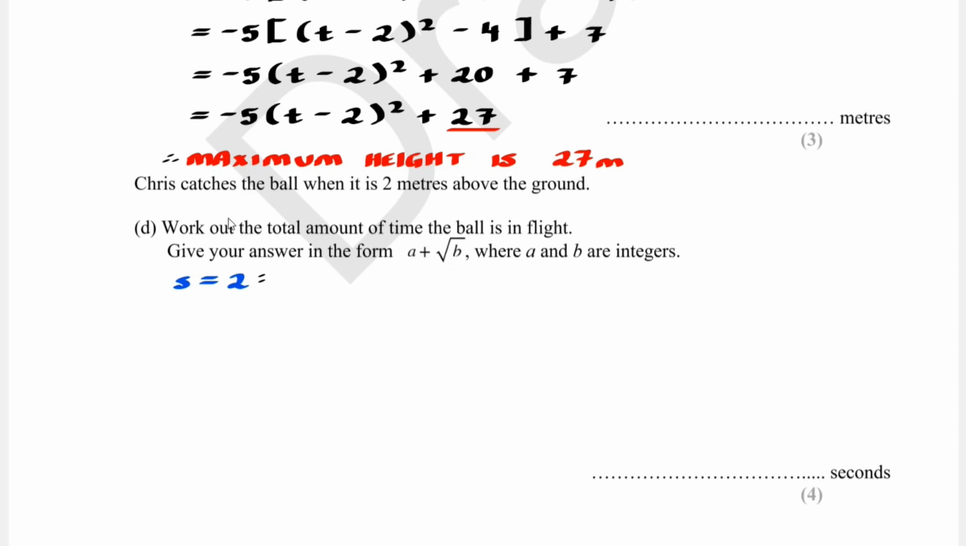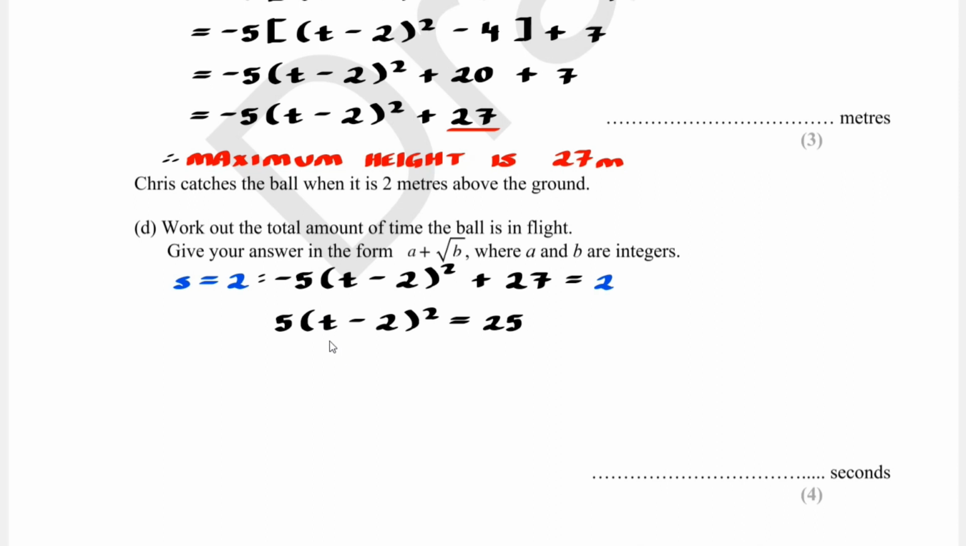Now, if I set s equal to 2, I can find out what t is using the result we found in part C. So I've got negative 5 multiplied by t subtract 2 squared plus 27 equals 2. So let's solve for t. If I rearrange, I have 5 multiplied by t subtract 2 squared equals 25.